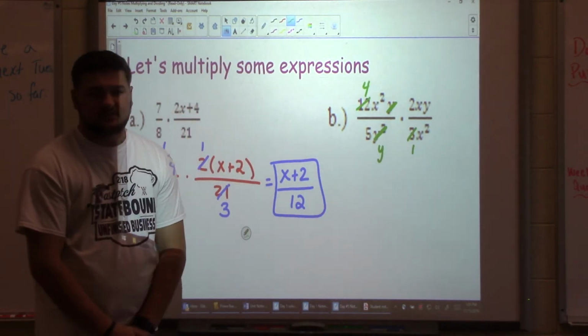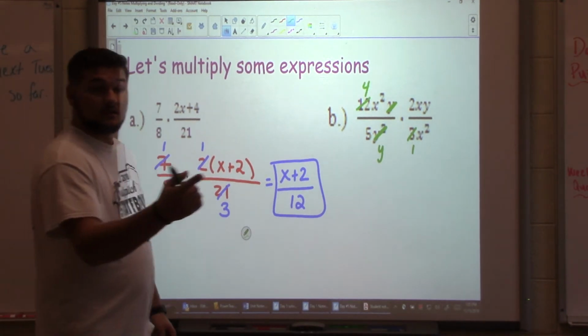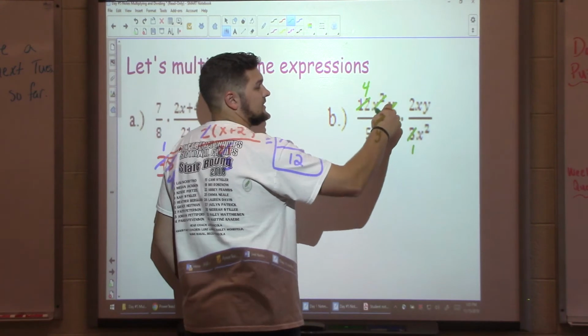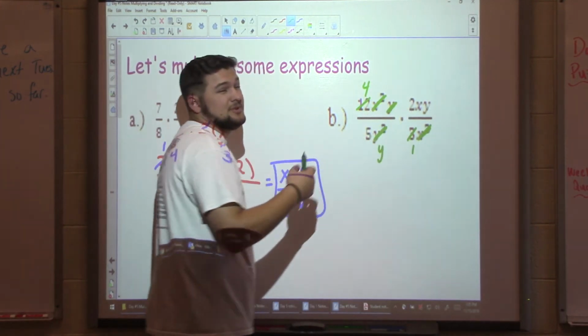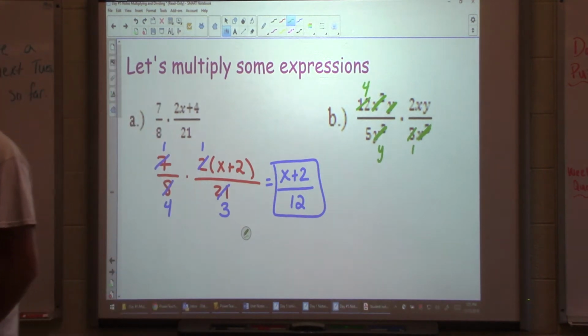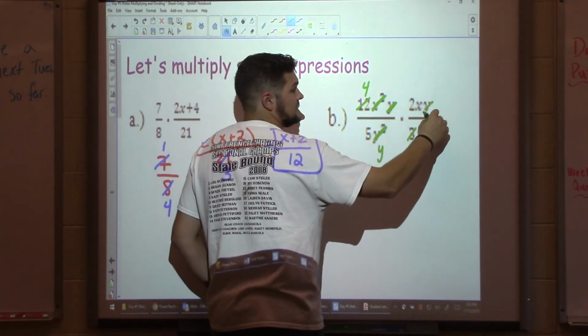Is there anything else? X squared. So I have an x squared on top and on bottom. Technically I'm left with 1 for each of those, but you don't have to put it. Anything times 1 is itself. Anything else? Y again. I have a y over here and a y in my denominator, so I can cancel those out.